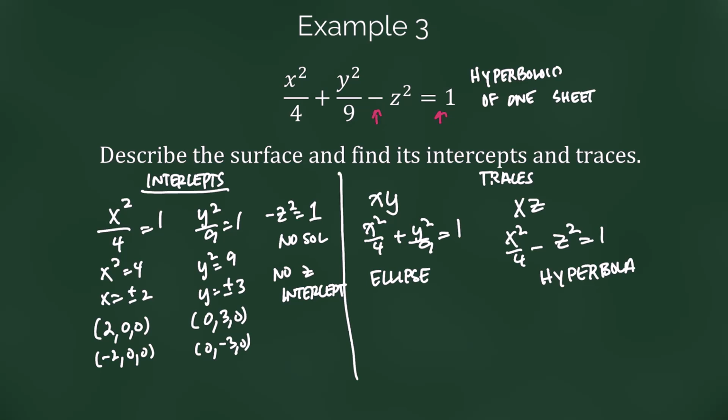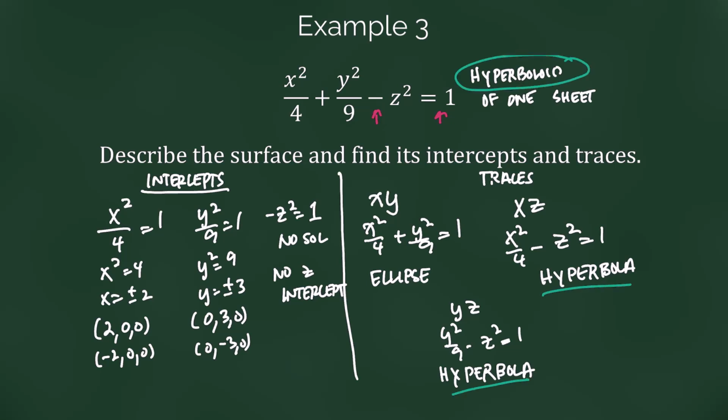And if we do the yz trace, letting x be 0, we get y squared over 9 minus z squared equals 1. Again, a hyperbola. So we can see that the preponderance of the traces are hyperbolas, and that is why this thing is a hyperboloid. When we take a look at its graph, we'll see why it's a hyperboloid of 1 sheet.